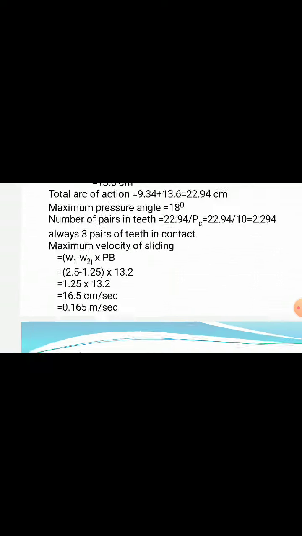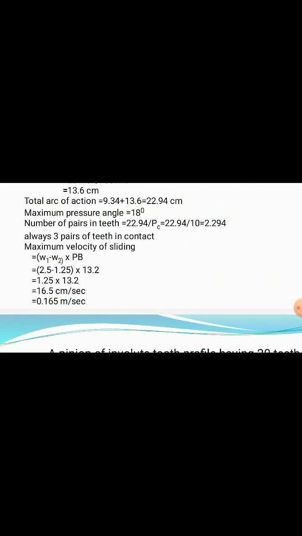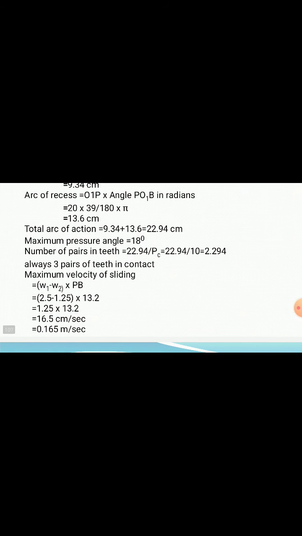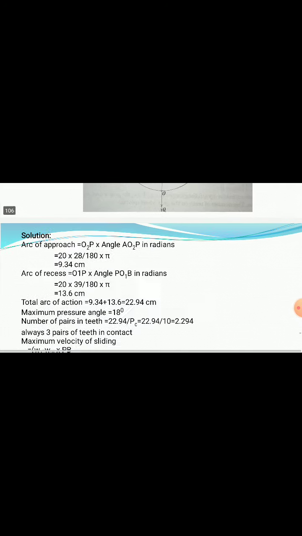So in this numerical, they asked to find out the maximum pressure angle, the number of pairs of teeth, and the maximum velocity of sliding. Many quantities are not given here. They give data to construct that particular gear engagement, and by constructing that gear arrangement, we have to measure directly from this constructed diagram, and use that data in this numerical to find the parameters.